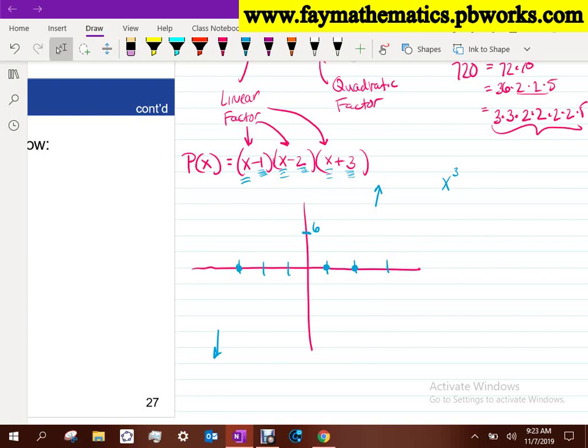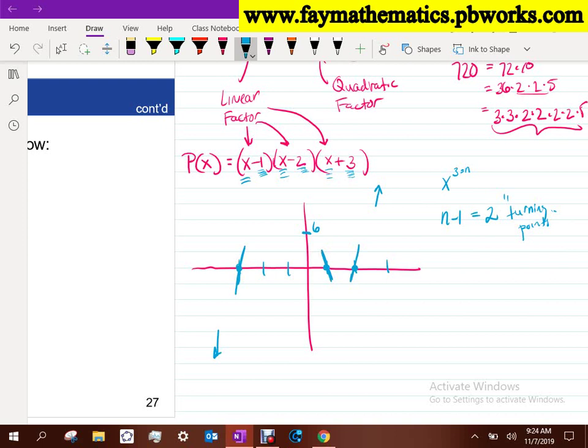I know it's a cubic, so if this is my n value, n minus 1 equals 2, right? So I should have 2 turning points, 2 maximums or minimums. Now, I don't necessarily know where those are. All of these had multiplicities of 1, so when I go through these, it's going to be kind of a straight shot through, right? Does that make sense?